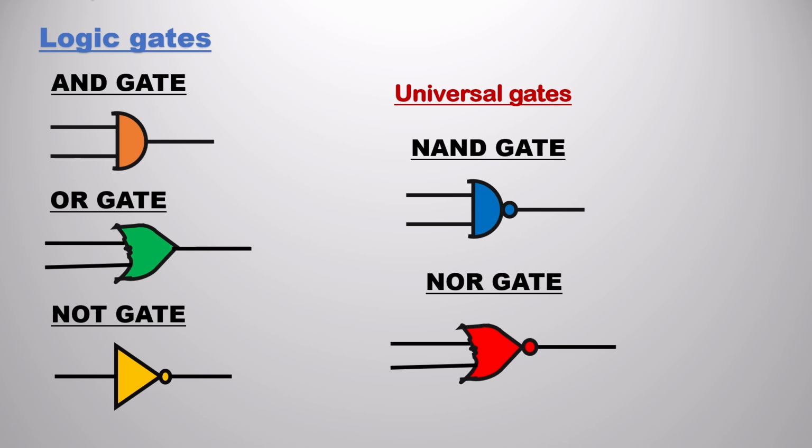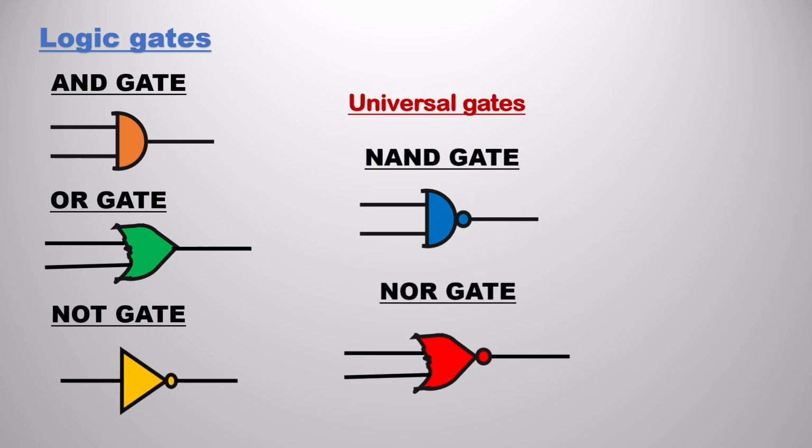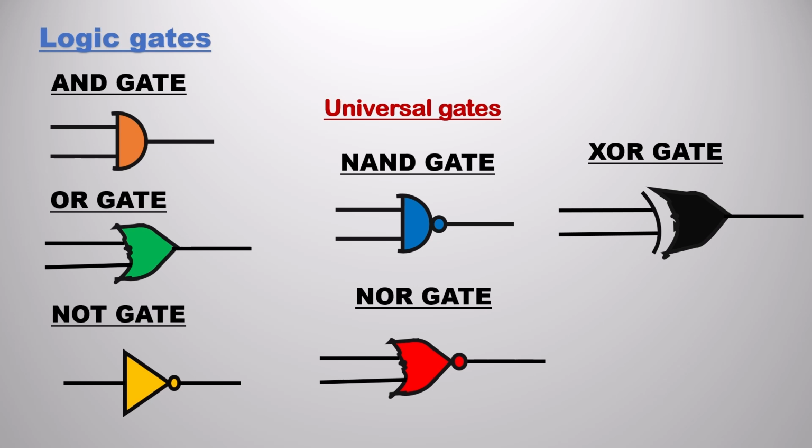Assume a situation where we do not have any of these three, and we have only the NAND gate. With the help of only the NAND gate we can perform the same logic that can be performed with these three gates. How this can be done will be discussed in further videos. In this video we are just going to focus on the gate, truth table and its output equation.